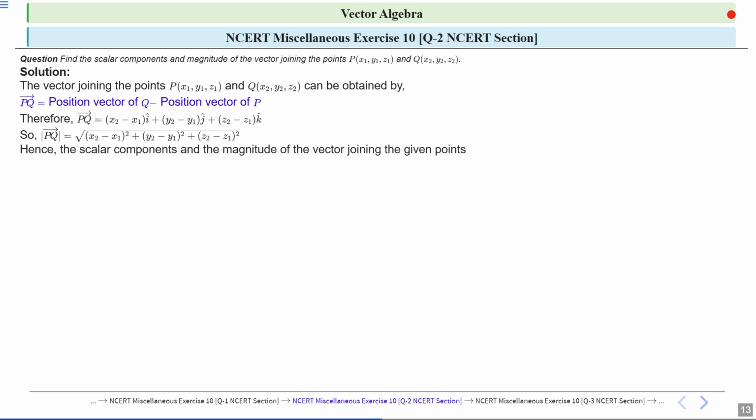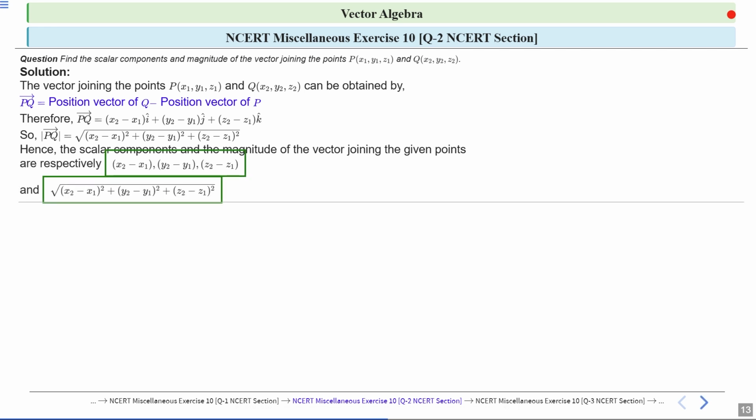Hence, the scalar components and the magnitude of the vector joining the given points are respectively x2 minus x1, y2 minus y1, and z2 minus z1, and root over (x2 minus x1) square plus (y2 minus y1) square plus (z2 minus z1) square. This is basically the required answer.